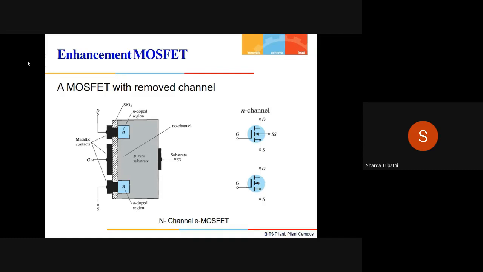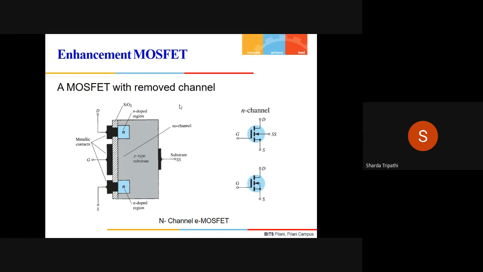Now today we are going to start with the enhancement type MOSFET. These types of MOSFETs are basically similar to the depletion type in construction, but their operation and characteristics are slightly different. One more thing I want to remind you: in the previous class, we did a few questions on the depletion type MOSFET, and we said that as far as doing questions is concerned, there is no difference whether we consider a depletion type MOSFET or a junction FET. But this is not true for the enhancement MOSFET, because here we have different equations.